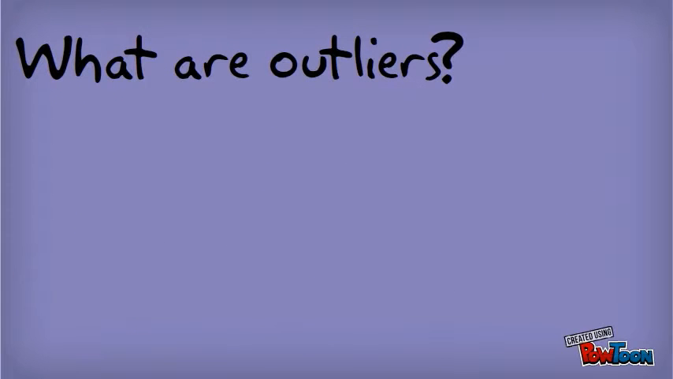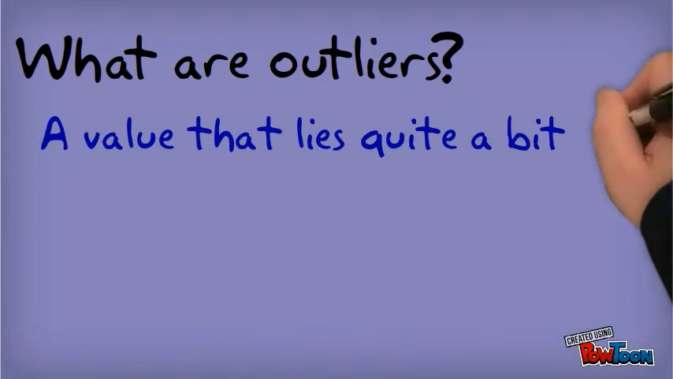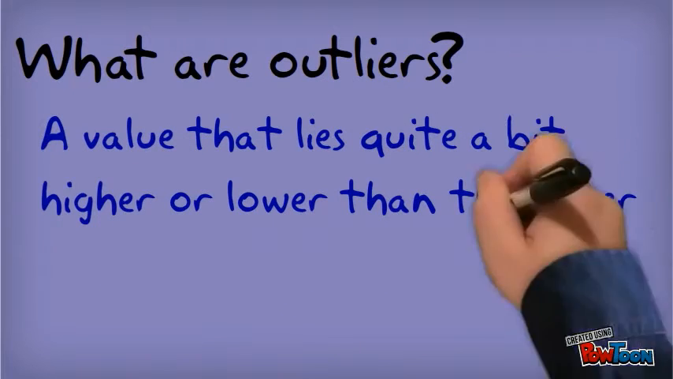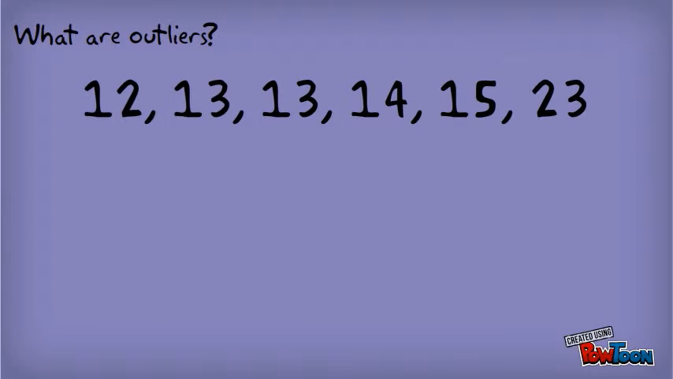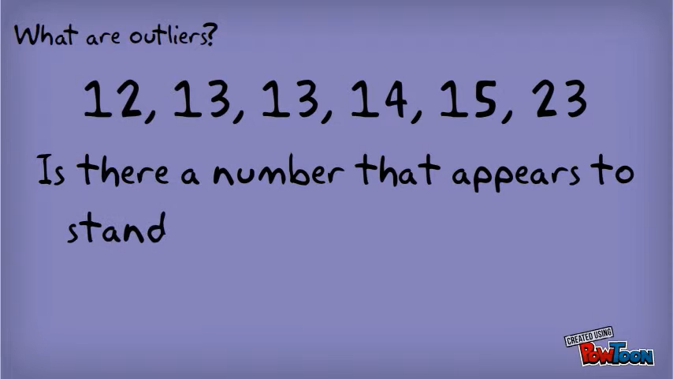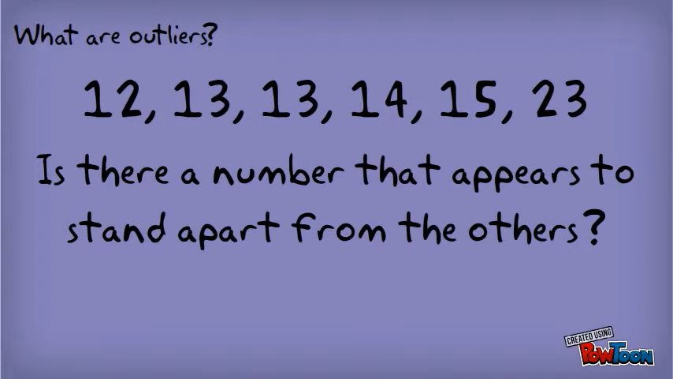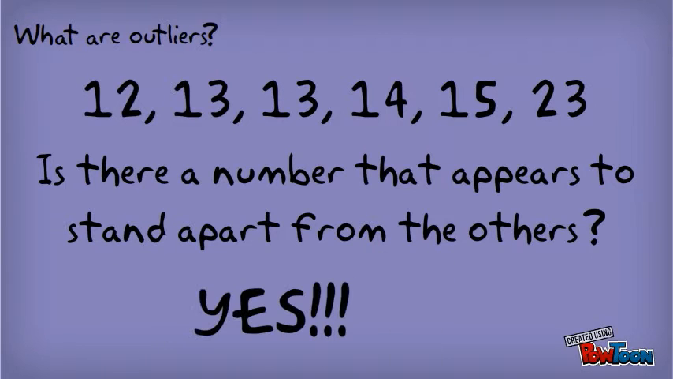And one of our last questions is, what are outliers? Outliers are values that lie quite a bit higher or lower than the other numbers in a set of data. So given our set of data from earlier, tagged on a little bit different one, is there a number that appears to stand apart from the others? Notice that 12, 13, 14, and 15 all are fairly close to each other, but that 23 just stands off in the distance. So yes, we do have an outlier, and that number is 23.